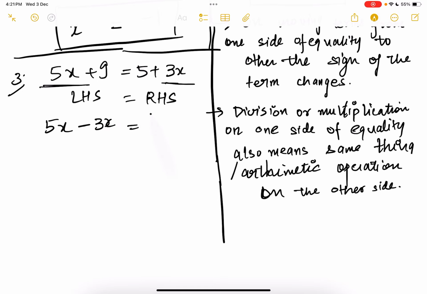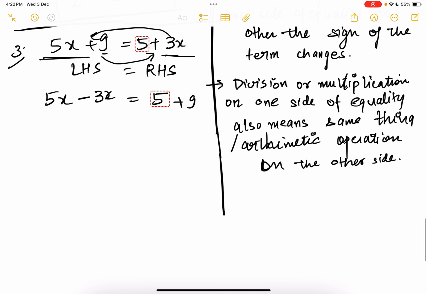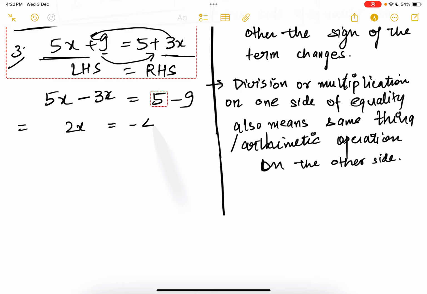Now here we have plus 5, here we have plus 9. We will bring my 9 to the other side. I will make the arrows also right now for your beginning. I'm so sorry. Here it is plus 9, it will become minus 9 here. Okay, it will become 2x equals minus 4.